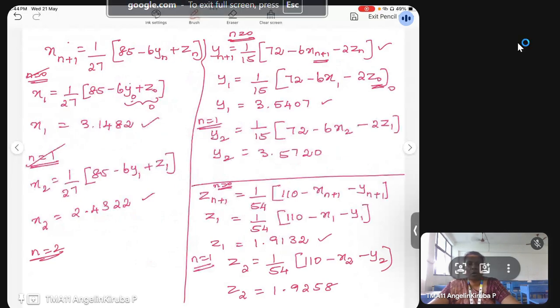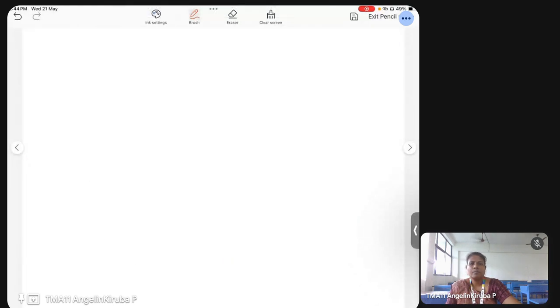Okay. So next we'll see one example for the Jacobi method. The Jacobi method is also similar to the Seidel method. The only main difference is iteration to iteration. In Seidel, we substitute within the iteration, but here it is iteration to iteration. So we'll see one example for that.